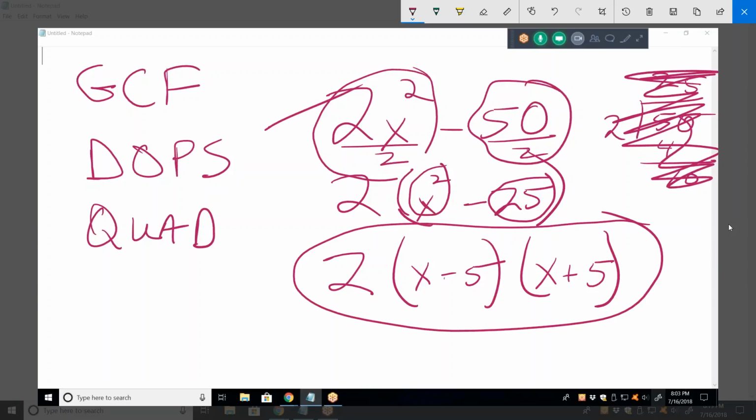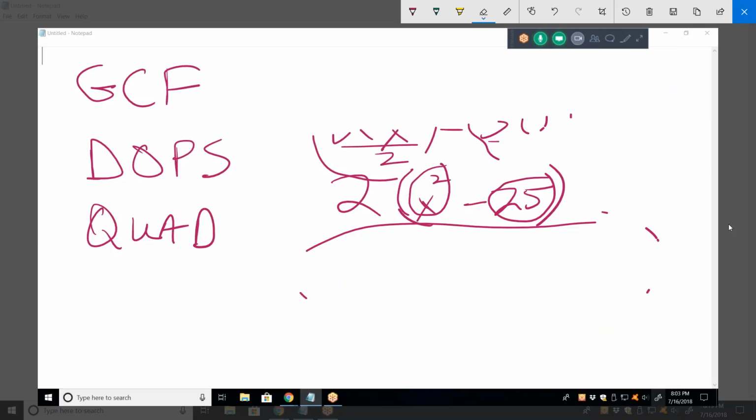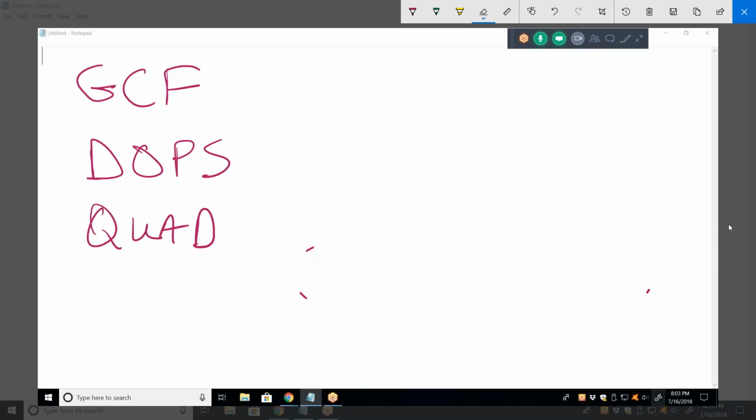Okay, so sometimes you're going to be using a combination of these 3 things. Yeah, I'm going to leave those up there. Now, greatest common factor is always the first thing you use. It's always the first thing you look for, because it will always make it simpler if you do that first.